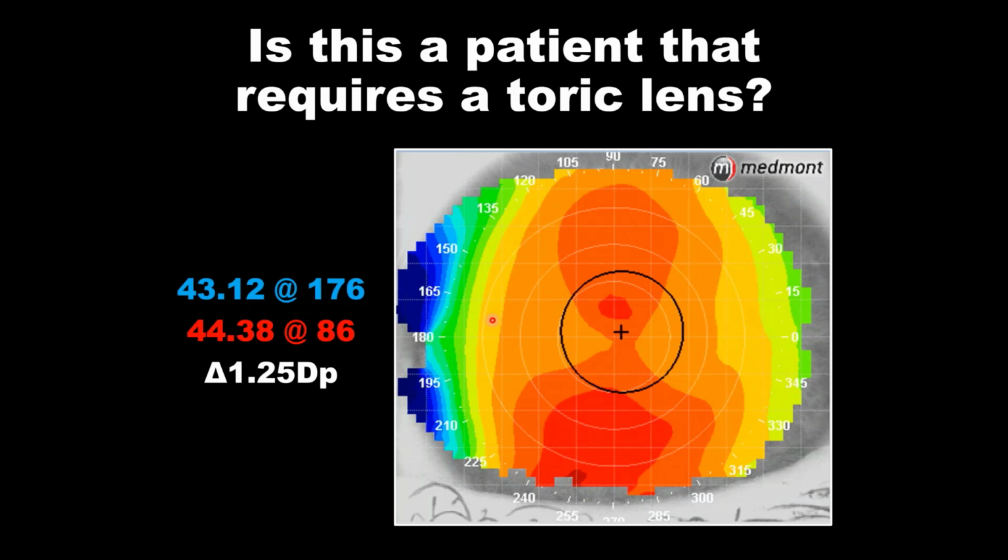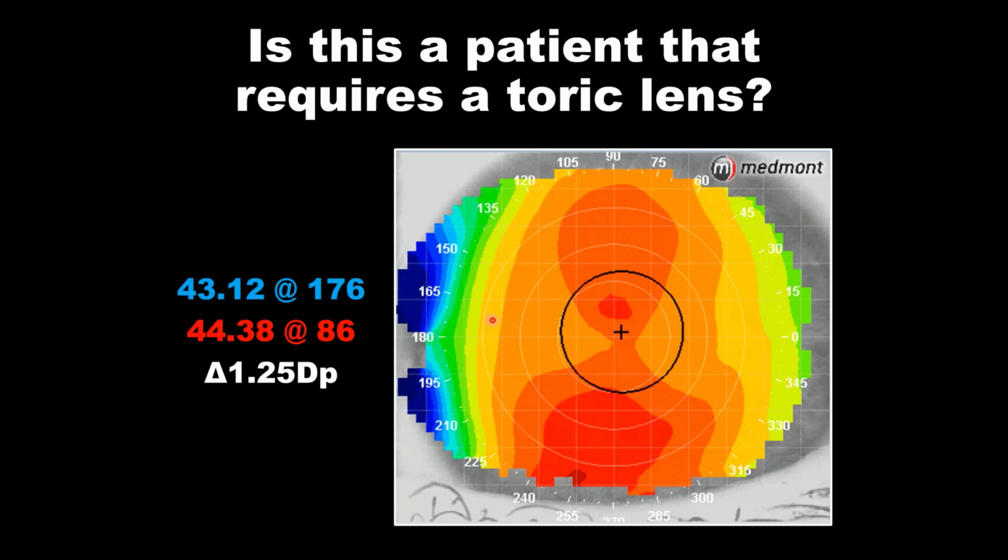Now, let's look at this topography, and let's ask ourselves a very simple question. Is this a patient that requires a toric GP lens? Let's say a toric multifocal RGP or a toric Ortho-K. And if we think about corneal astigmatism, at 1.25 diopters of corneal cylinder, we don't have a very high astigmatism. For those of you who think in terms of the Ks in millimeters, that's approximately 0.25 millimeters of corneal astigmatism. So let's agree that this is a very moderate or low corneal astigmat.